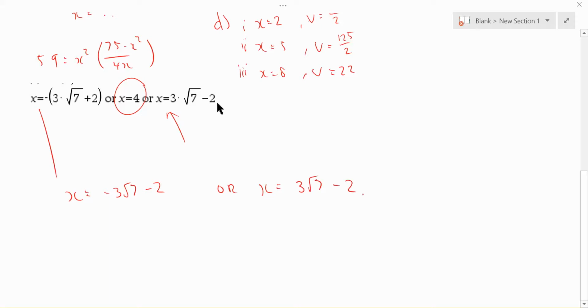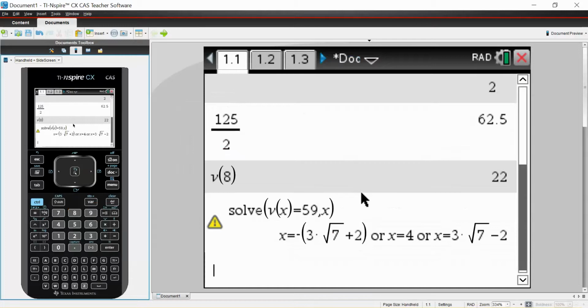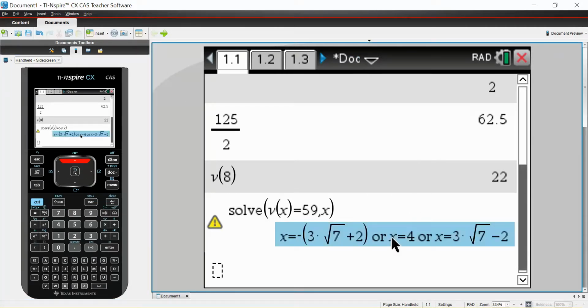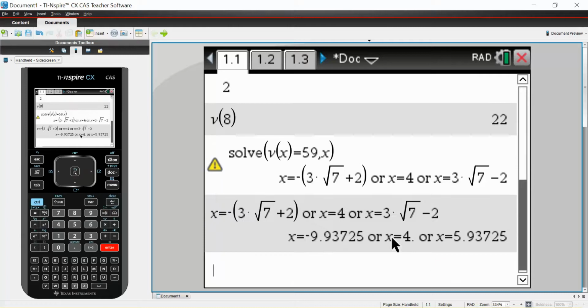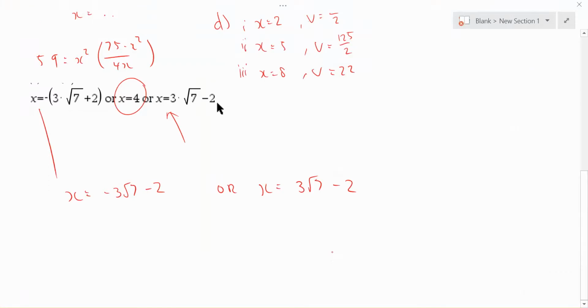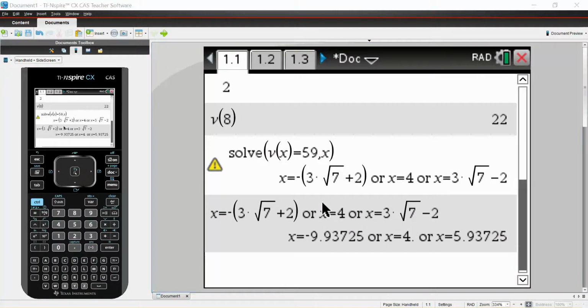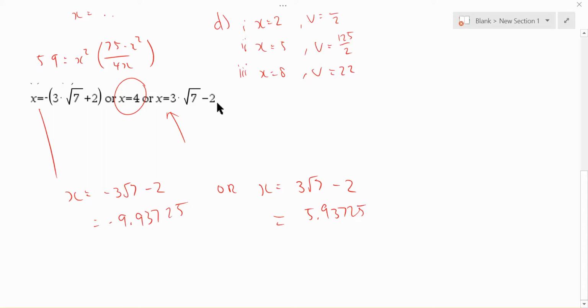Now here's the thing, because it's in exact values, you can't tell from the decimals. I'm going to change these to decimals here. So I'm going to click here, highlight again, press control enter. Now I've got my decimals, negative 9.93725, and this is 5.93725, okay? So yes, you did get 2 answers, but remember, you have to think in terms of volume context.